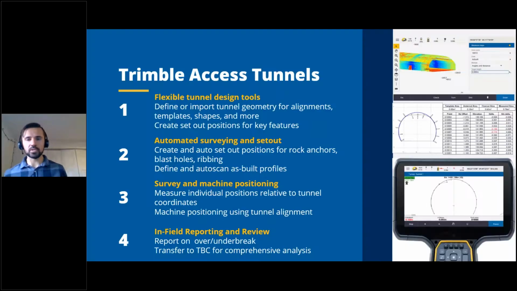Now getting more into the software side of things, the Trimble Access piece. So really 4 categories, and I talked a bit already about these, where we can do all of the geometry, whether it's the alignments, the templates, the shape information in Trimble Access. We can get that from TBC. We can actually key it in Trimble Access too if needed, and we can define any of those key setout positions as well.